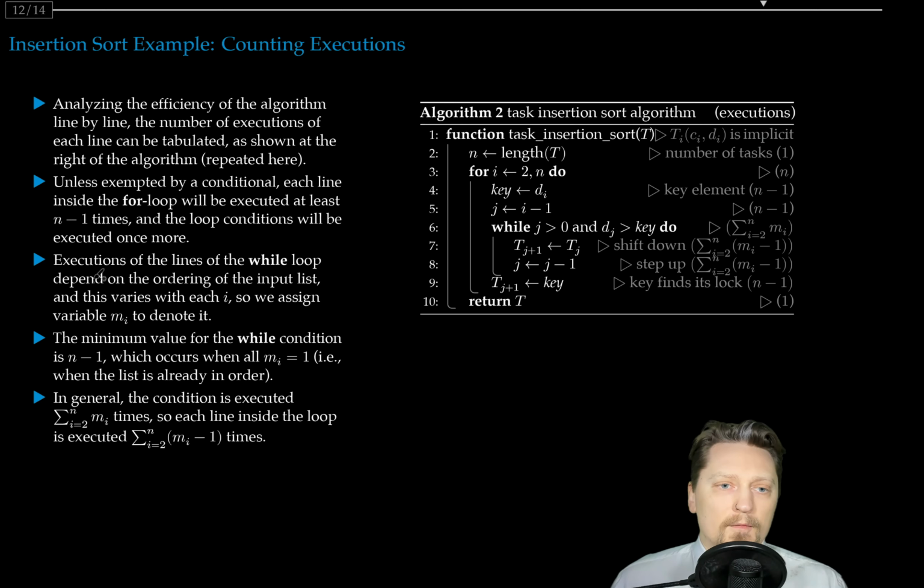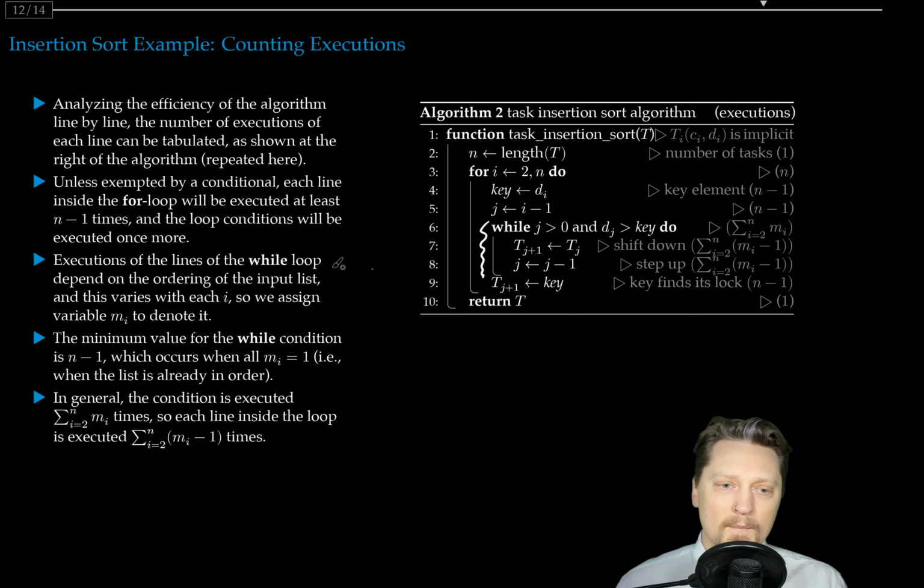to execute that line. Executions of the lines of the while loop, so here's the inner while loop, depend on the ordering of the input list. And this varies with each i. So we assign variable mi to denote it. The minimum value for the while condition is n-1, which occurs when all mi equal 1, i.e. when the list is already in order.